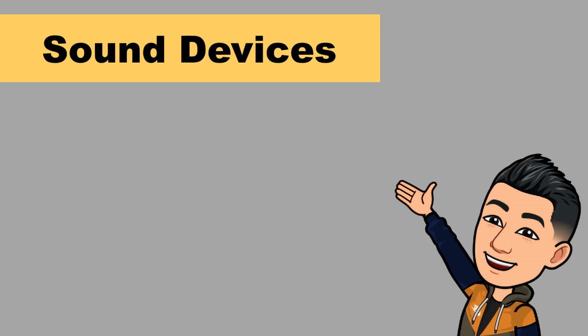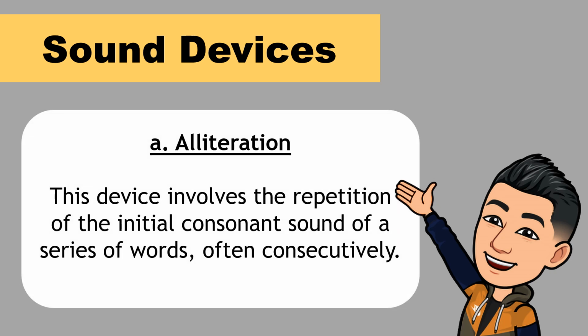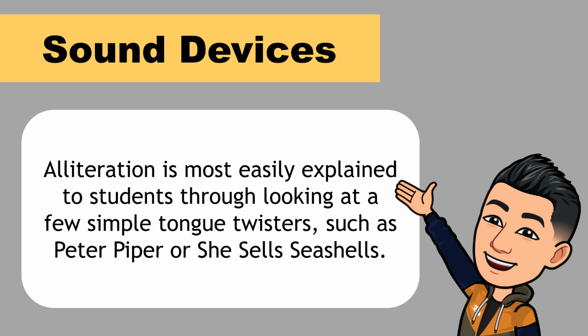Okay, so let's proceed to sound devices. Okay, alliteration. This device involves the repetition of the initial consonant sound of a series of words, often consecutively. Alliteration is most easily explained to students through looking at a few simple tongue twisters, such as Peter Piper or she sells seashells.